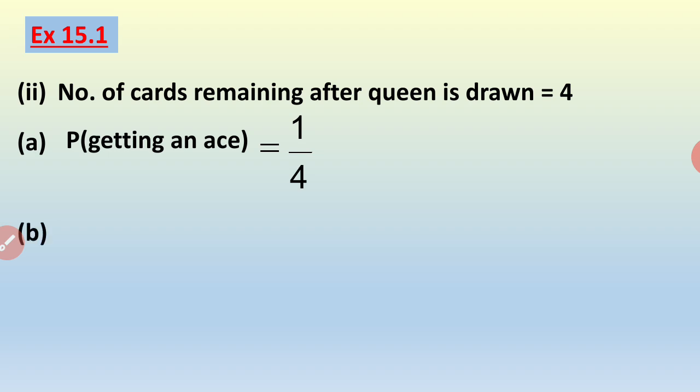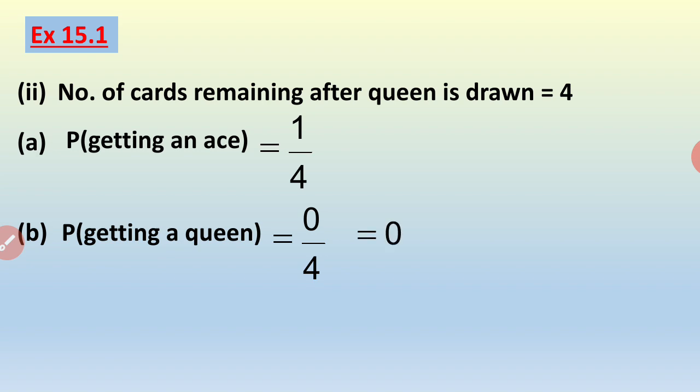The next is probability of getting a Queen. There is no Queen at all because the Queen card is already removed from there. So the probability has to be 0 out of whatever chances they are. They are 4 in number here. So the answer is 0. So it is sure that there will be no Queen inside it and hence the probability comes out to be 0.